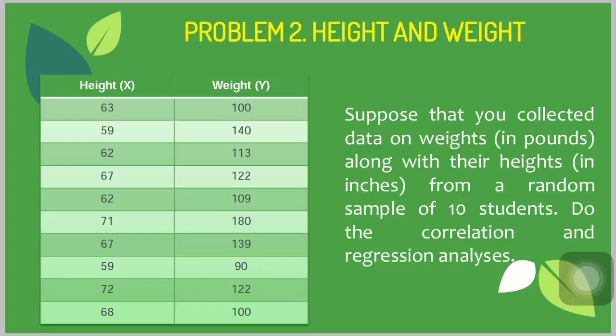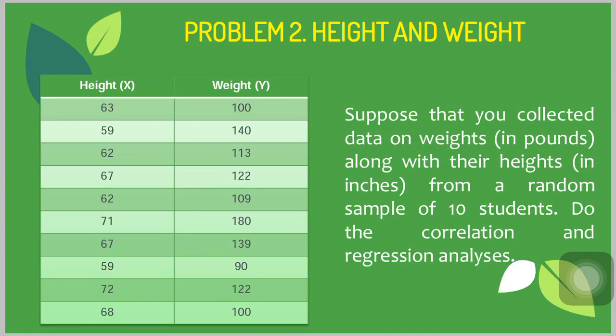Back, let's have problem number 2, height and weight. Suppose that you collected data on weights in pounds along with their heights in inches from a random sample of 10 students. Do the correlation and regression analysis. So we have in our table, the x column is for the height, while the y column is for the weight. Let's first solve for the correlation coefficient.